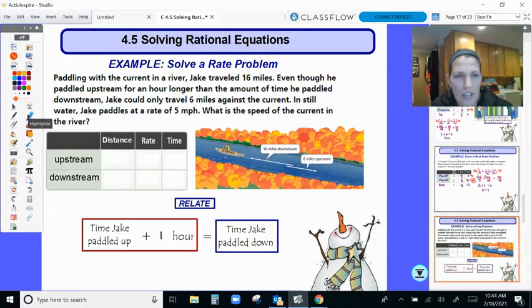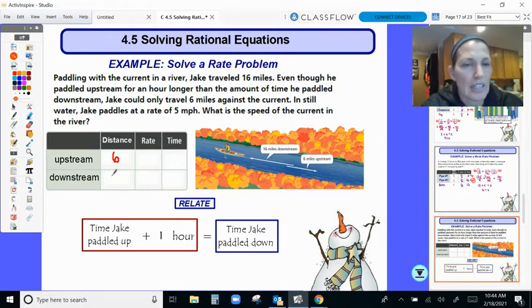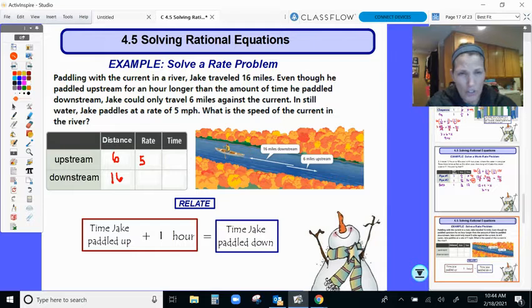Okay, so this one's interesting. Upstream, I'm able to only paddle 6 miles, right? Downstream, I'm able to go 16 miles, right? So my rate here, this is where it gets interesting. My rate upstream, I can go 5 miles an hour in still water, and since the current's pushing against me, I'm going to go 5 miles per hour minus the current. The current might be 2 miles per hour, so I can only go 3 miles per hour, and so forth.